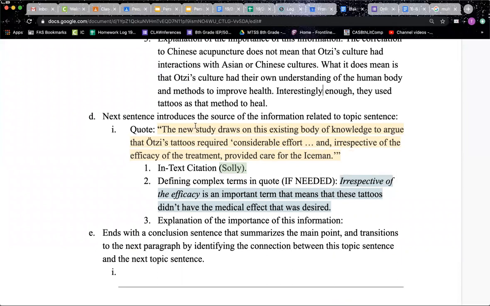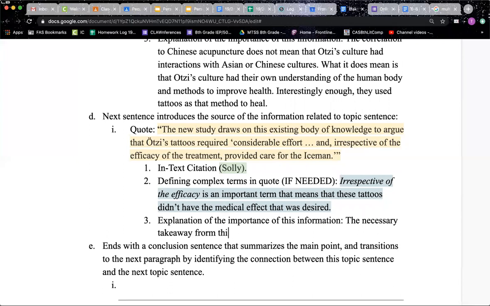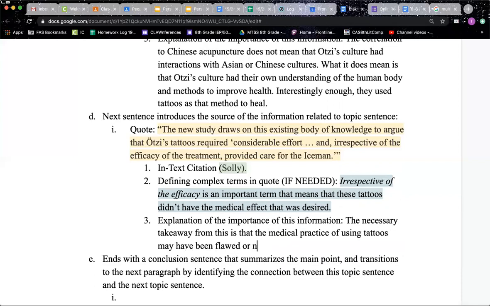Last quote, here we go. The new study draws on this existing body of knowledge to argue that Otzi's tattoos required considerable effort and, irrespective of the efficacy of the treatment, provided care for the Iceman. I had defined that irrespective of the efficacy means that the tattoos didn't have the medical effect that was desired. So I'm going to use a different sentence starter. I'm going to say the necessary takeaway from this is that the medicinal practices, and that just means the way that they healed people, the medicinal practice of using tattoos may have been flawed or not worked.